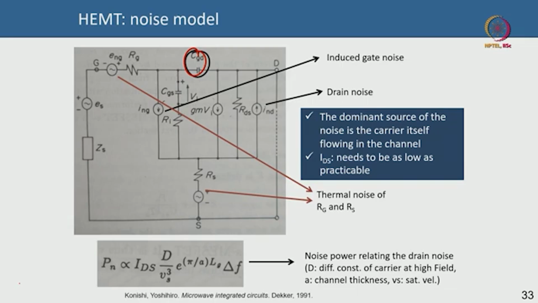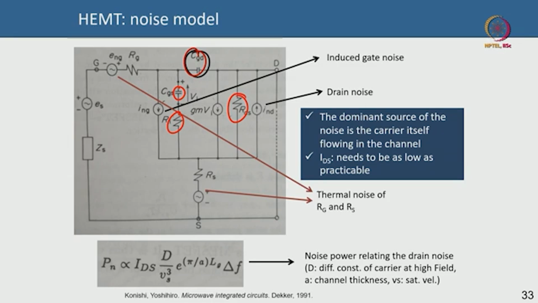This is your gate to source capacitance. This is your output channel, this is the output resistance, this is your barrier resistance, it should be infinity, I told you, right, the LGAS barrier. Okay, however in a noise model we do not have to consider many of the things as in a normal small signal.